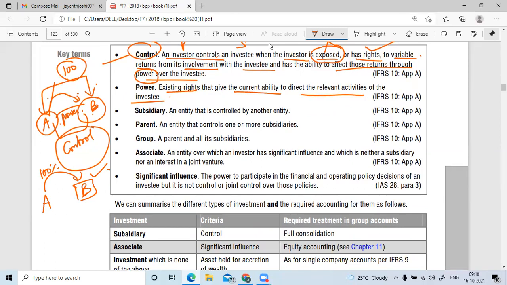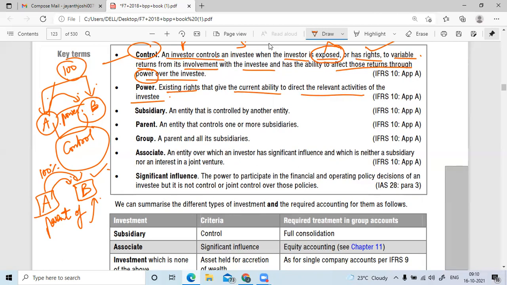Now, what is power in this context? Power is nothing but A has the rights to direct all the relevant activities in B. That means B should run its business on A's instructions. If shop B runs its business on the instructions of shop A, then we can definitely say that shop A has power over B. So power and control will definitely make A the parent of B.